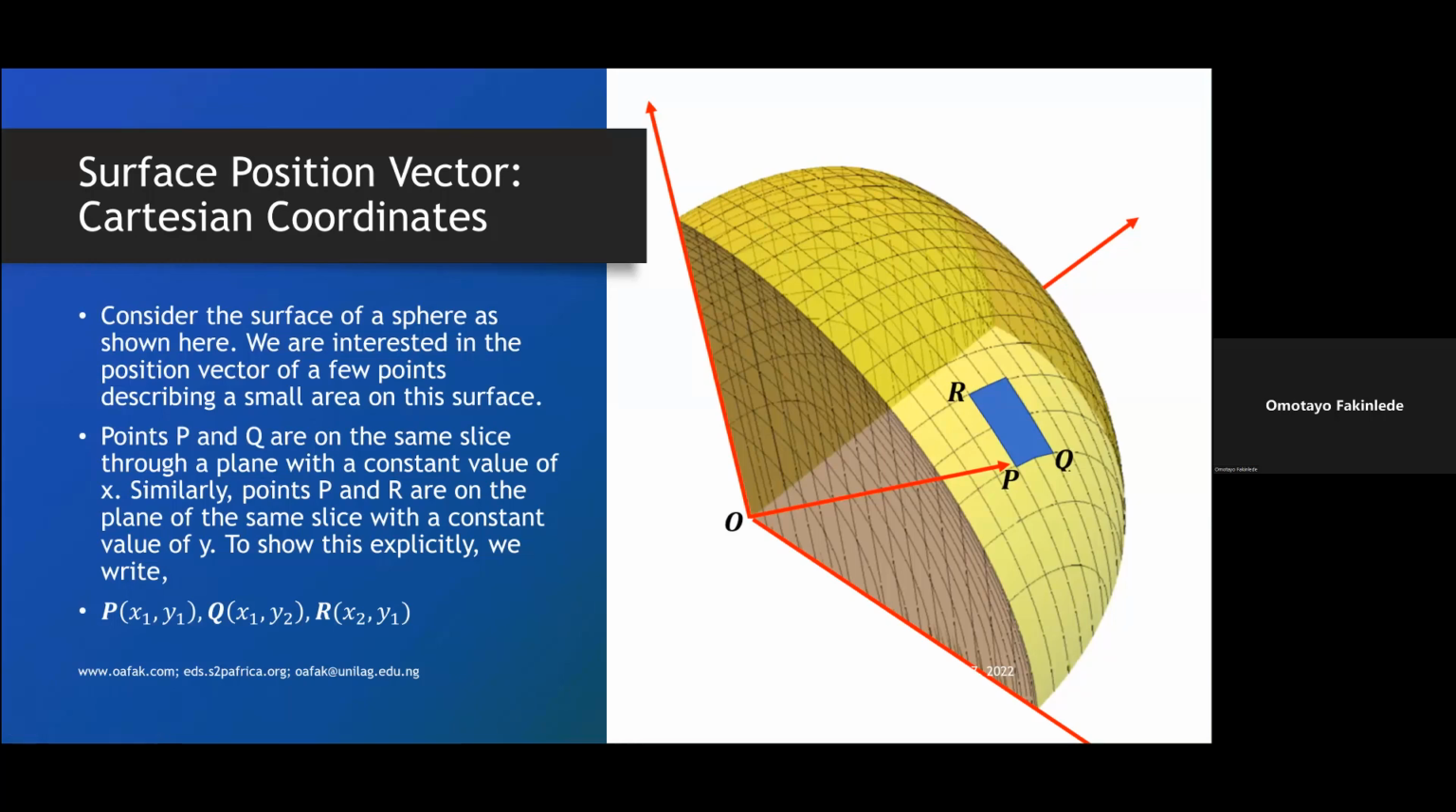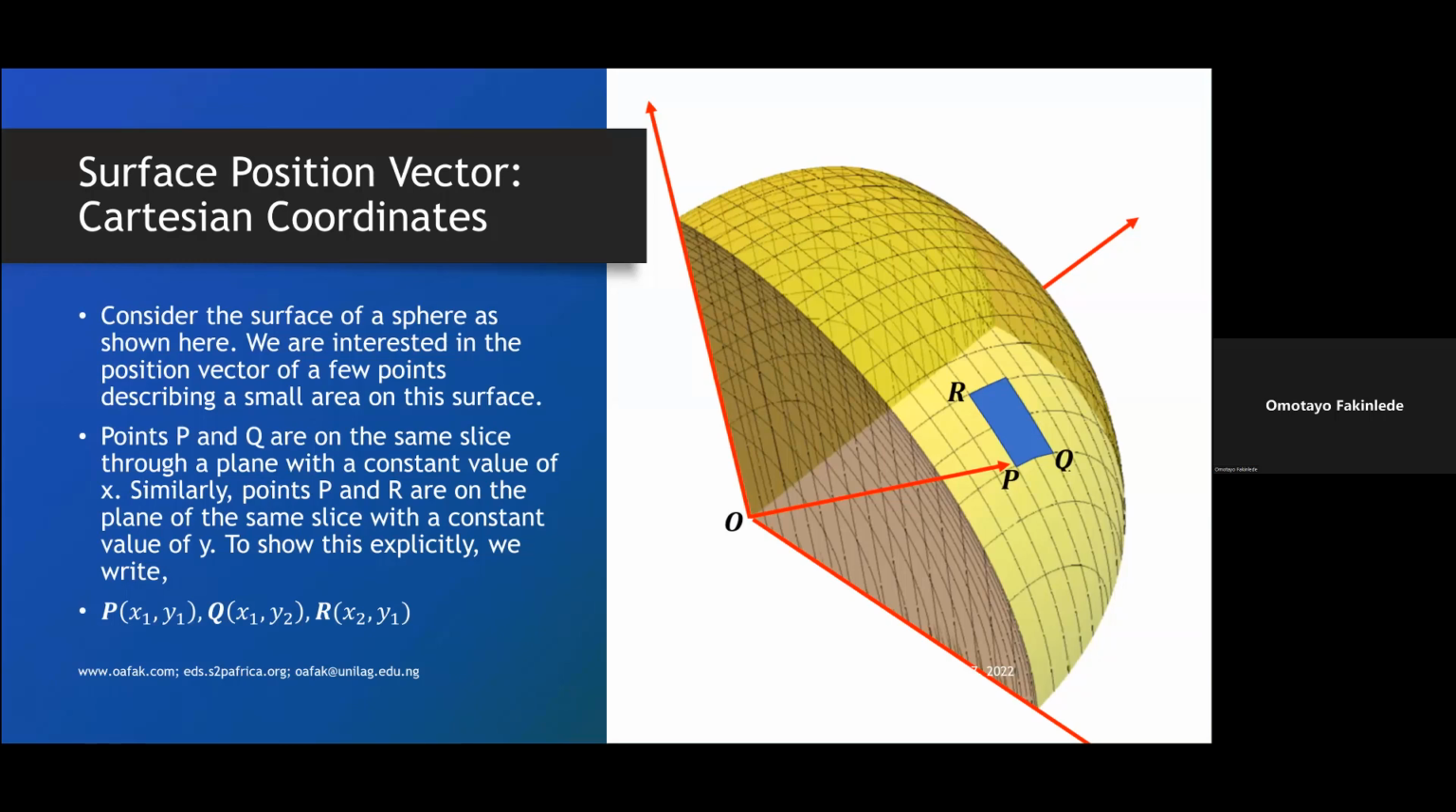Pay attention here on this curved surface. Let us say we take points P, Q, and R. Look at what happens to points P, Q, and R. I hope you can agree with me. I want enough people to indicate agreement before I move on. I put it to you, like lawyers do, that P and Q have the same value for X, whereas R and P have the same value for Y. Can I have agreement on that?